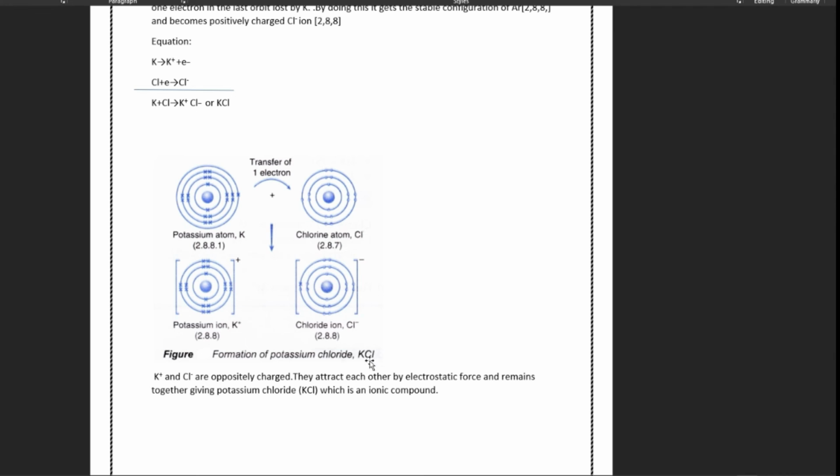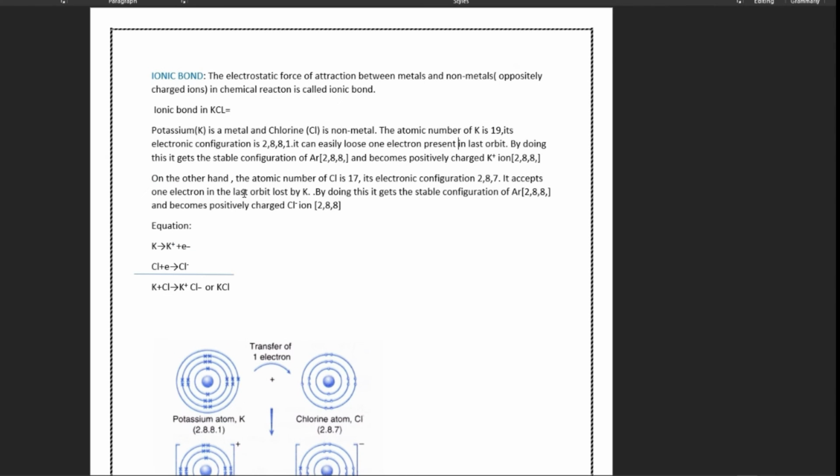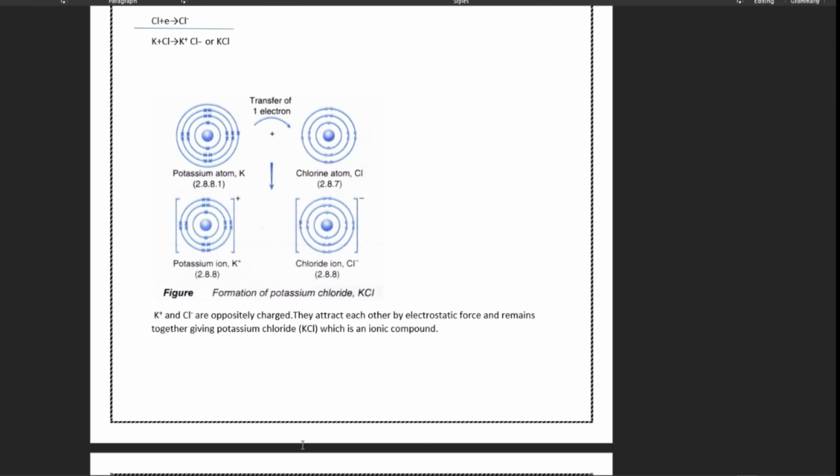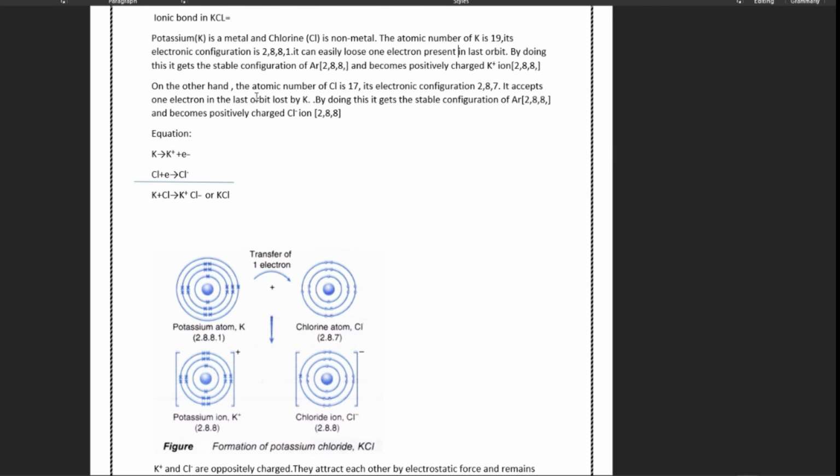That's how they form potassium chloride, because the plus and minus attract each other. In the example, we have to write it like this: a bracket and then plus, a bracket and then minus, for these oppositely charged atoms. So this is all about potassium chloride. The ionic bonds are between the cations and anions. Without cations and anions, an ionic bond cannot be formed.